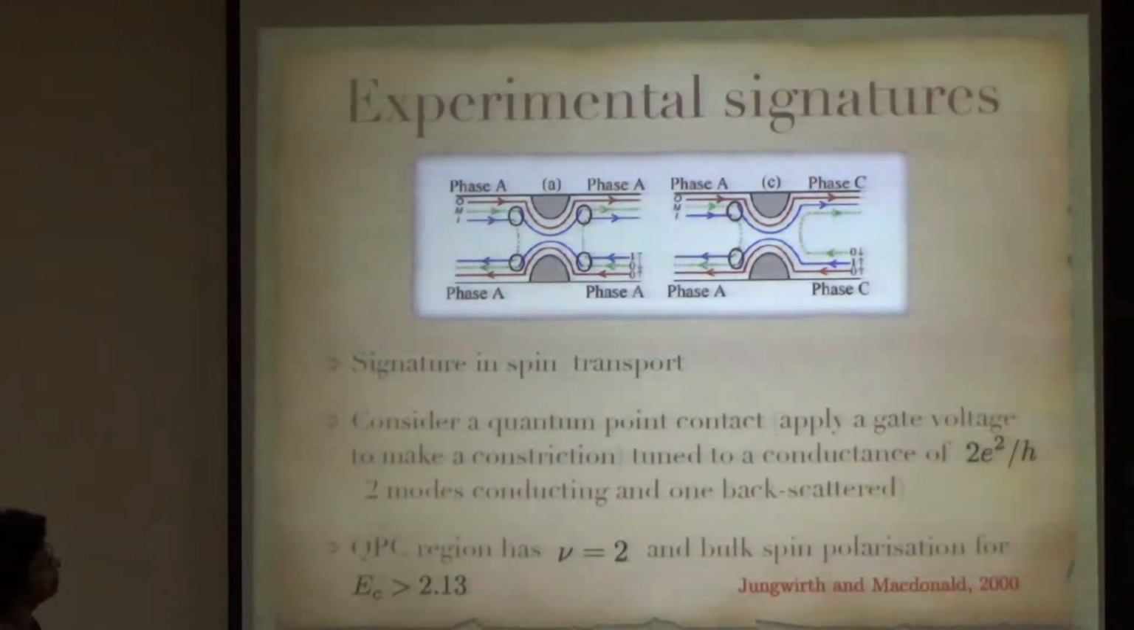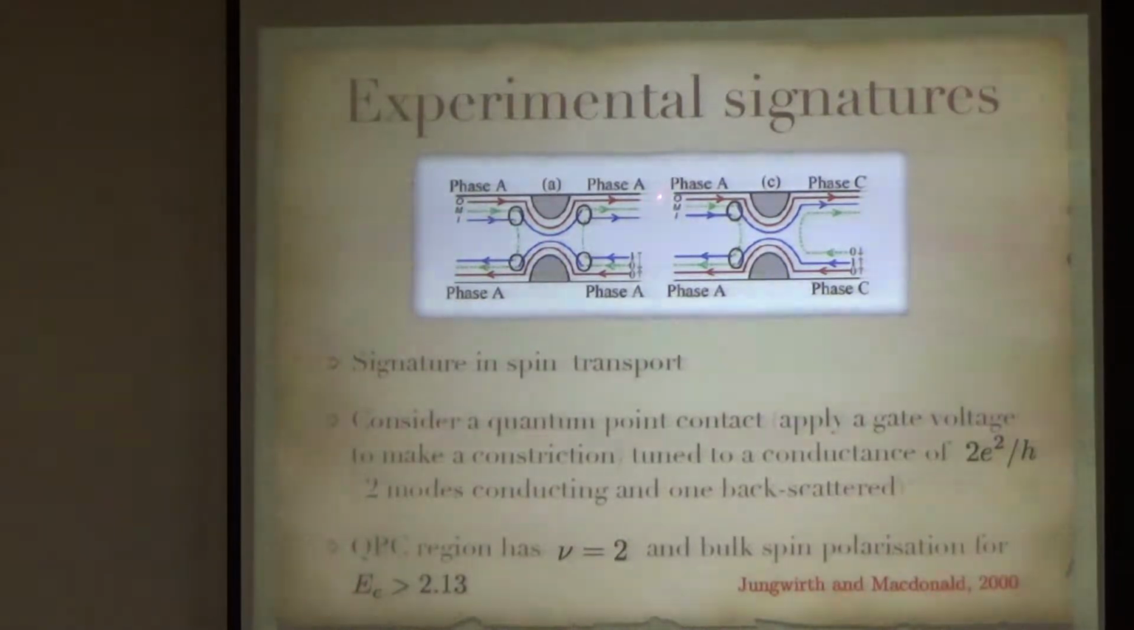Yeah. So, what are the possible experimental signatures for such a thing? So, one thing is that you could have signatures in spin transport. You could consider making a quantum point contact by applying a gate voltage to make a constriction, and these kinds of things are possible, that you can tune it to a conductance of 2e squared by h.